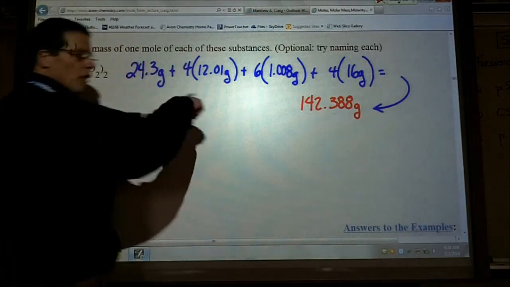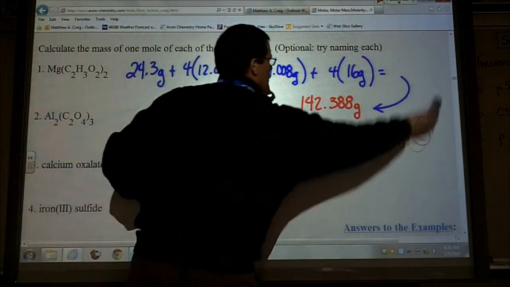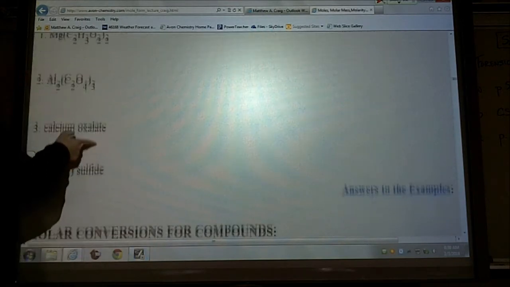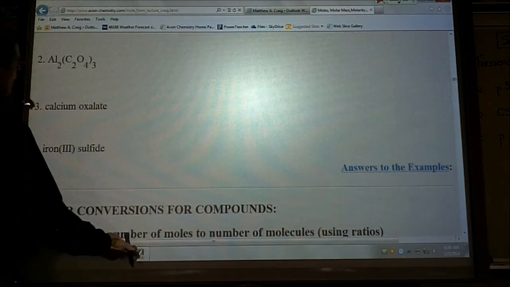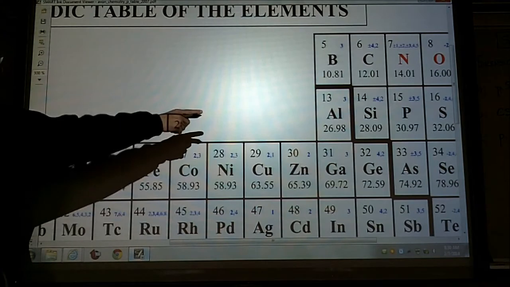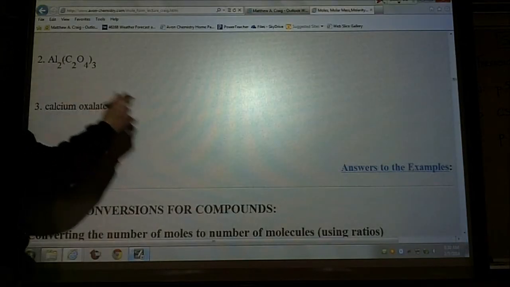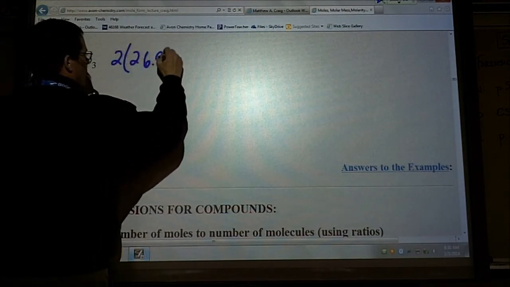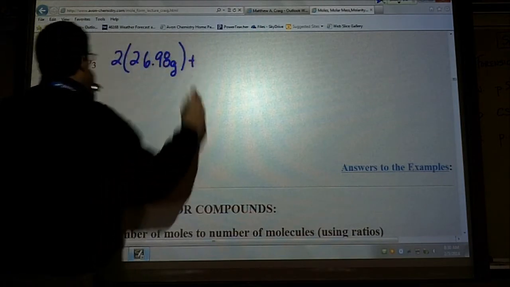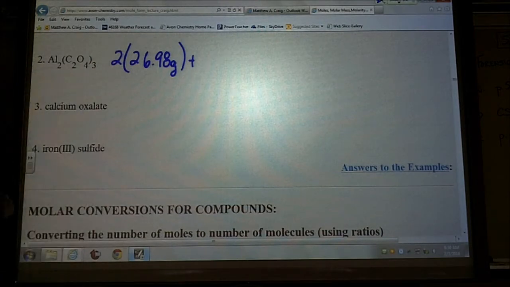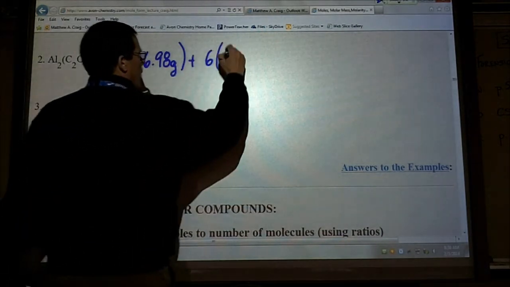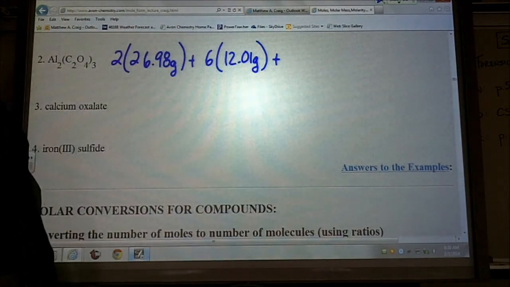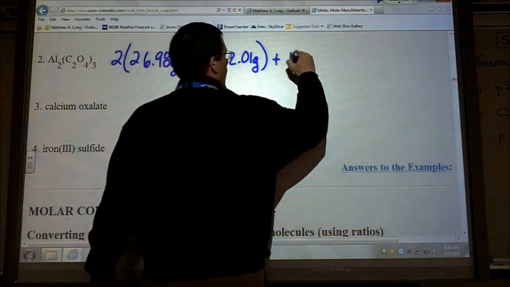Everybody understand that? That makes sense? Again, it's mainly looking at your periodic table and asking yourself, how many of each do I have? Looking at that, aluminum is 26.98. How many aluminums do we have? 2 of those. So 26.98. And how many carbons? 6 of those, good. 12.01, awesome. And how many oxygen? 12 of those. Good.